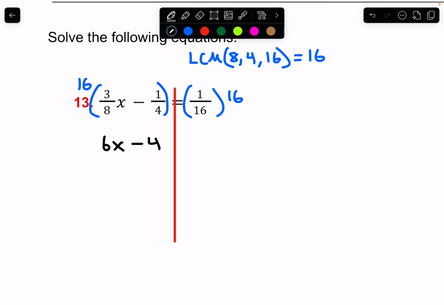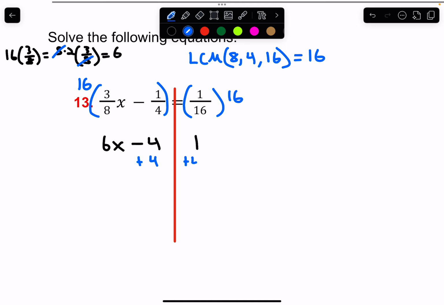Okay, if you need to do that scratch work on the side, by all means. When I did 16 times 3 over 8, what I really did is 8 times 2 times 3 over 8, where notice the 8 times 2 is on top, that's the 16. These 8's canceled, and then 2 times 3 is what I was left with, which gave me that 6. Okay, so if you ever need to do that scratch work on the side, by all means. All right, and then on the right side of this thing, 1/16 times 16, those 16's cancel, so we just get 1. Now, nice easy problem like before, I can go ahead and add 4 to both sides.